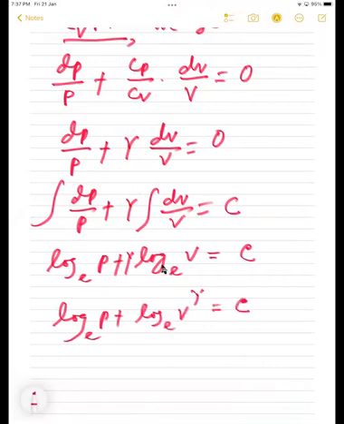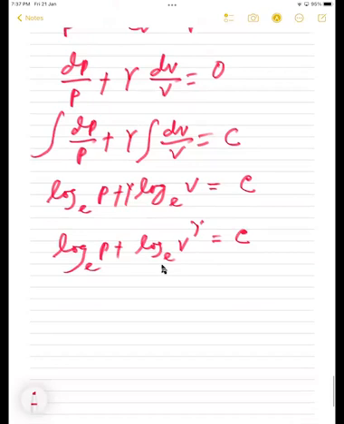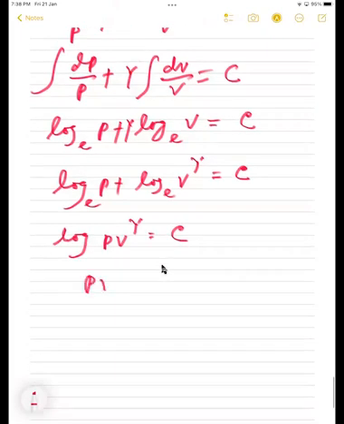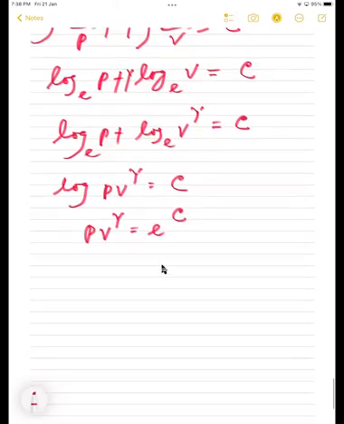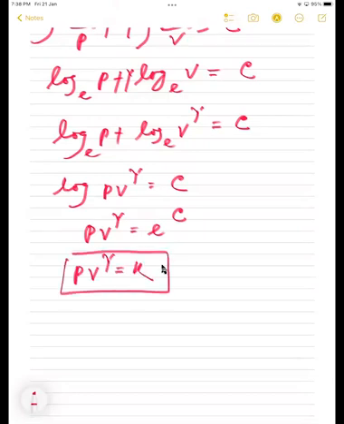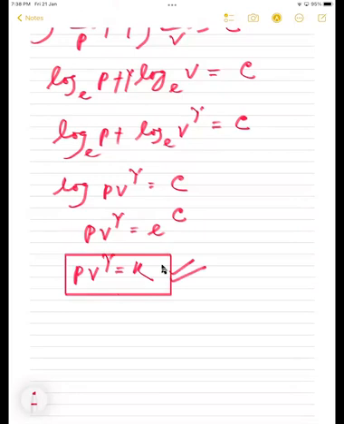Yes or no? Do you remember? Log of something multiplied means it will be the power. So you can write here log PV to the power gamma is equal to constant. We want to remove the log, so take the exponent. PV to the power gamma is equal to e to the power C. And e to the power C is also a constant. So PV to the power gamma is a constant. Understood or not, students? Yes.